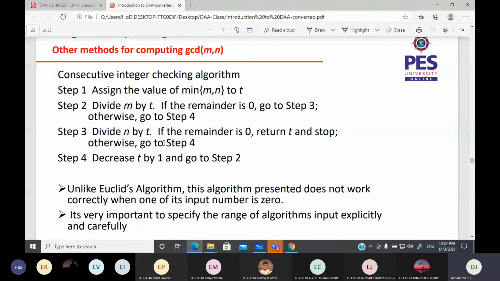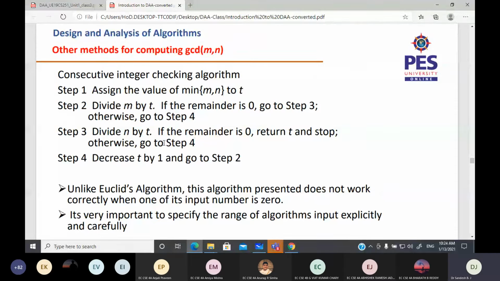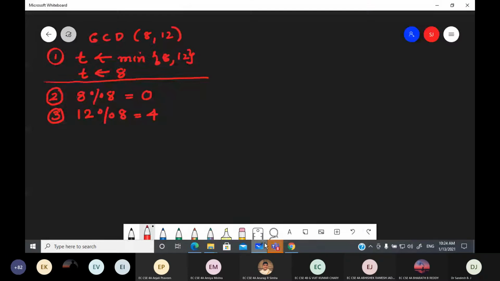Now, as you can see in step 3, after we divide n by t, the remainder is not 0. We have got 4. If the remainder is 0, we can return it as a GCD. Otherwise, we go to step 4. What do we do in step 4? We decrease t by 1, and t becomes 8 minus 1, which is equal to 7.